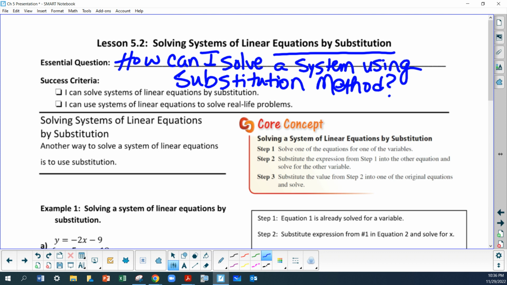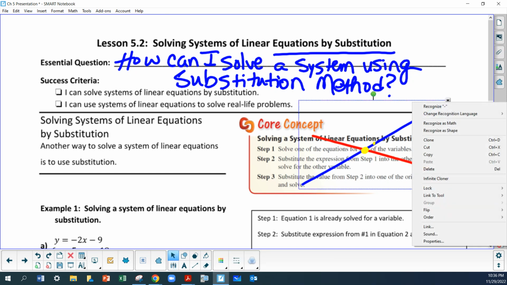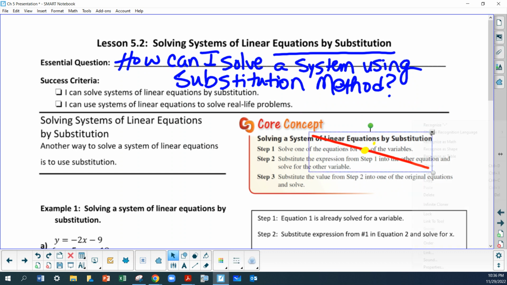Yesterday, as you recall, we used the graphing method and we graphed our two lines and we're looking for that common point and naming that point and found out that that indeed was our solution. So today we're going to do things just a little bit differently and use a substitution technique. So, solving a system of linear equations by substitution.